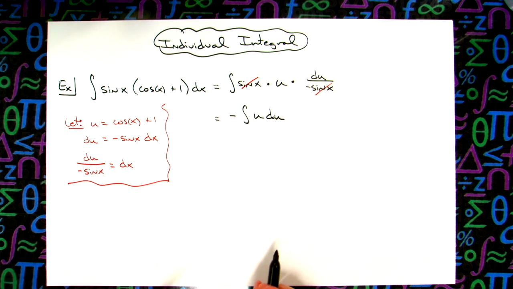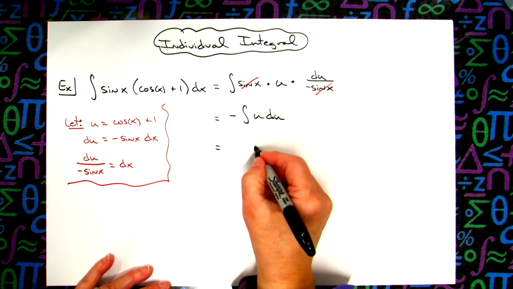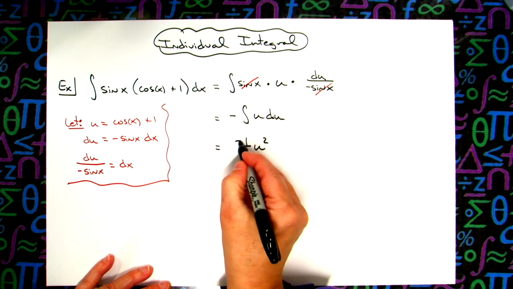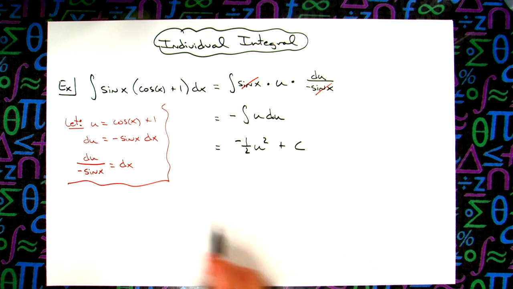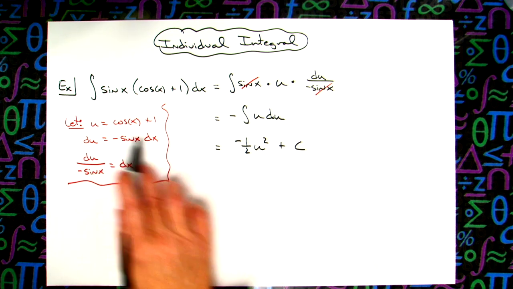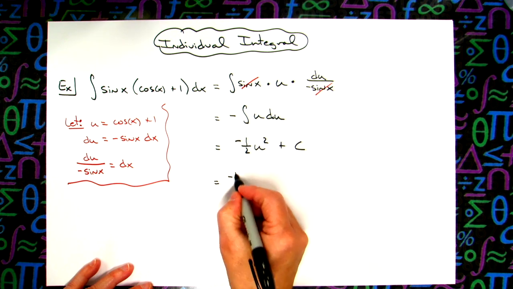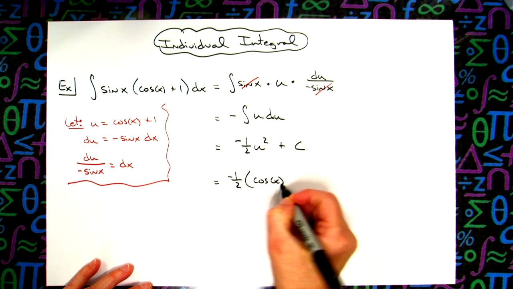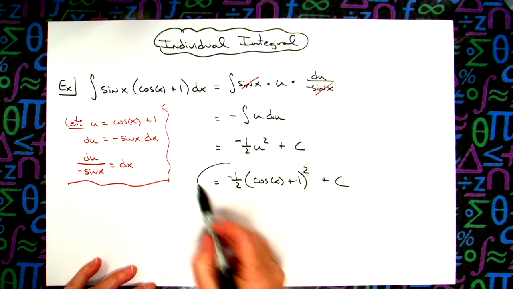Now that's just a straightforward integration here. We'll just add 1 to that exponent, so we'll have a u squared. That'll give us a 1/2 in front, and then that negative is still there, plus c. And then we are done for that part. Now the last step would be to take that u and replace that back in. So we're going to ultimately have a negative 1/2, and then we'll have a cosine of x plus 1 to the second power, plus c.